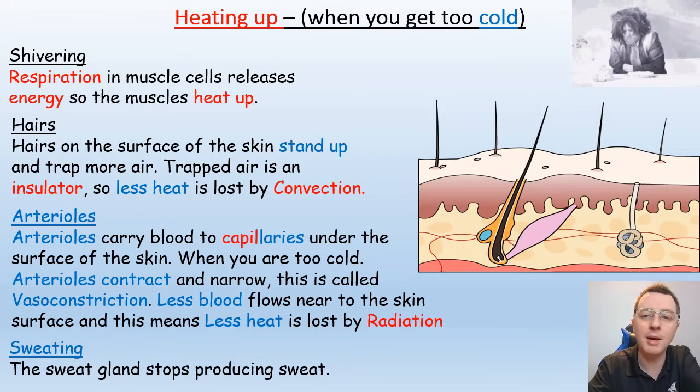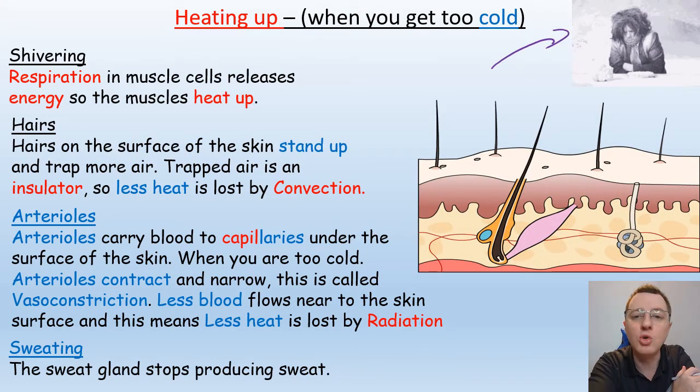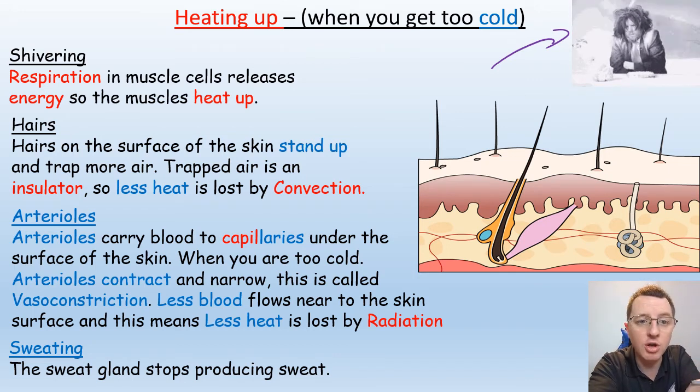So what actually happens if, like this person, you are too cold and your body needs to warm you up? Well, one of the most obvious things that will happen is shivering. And shivering occurs when muscle cells contract and relax rapidly. The energy to do this comes from respiration. And respiration in muscle cells will release some energy as heat. So the muscles will heat up and they in turn will heat up the blood that flows through them and so heat up the rest of the organs and the rest of the body.